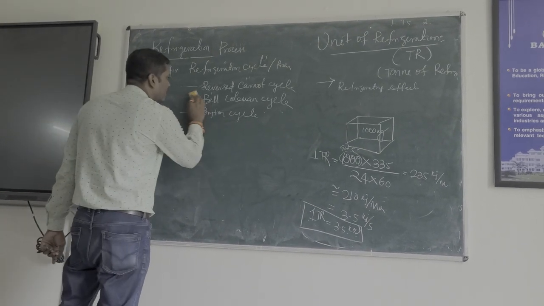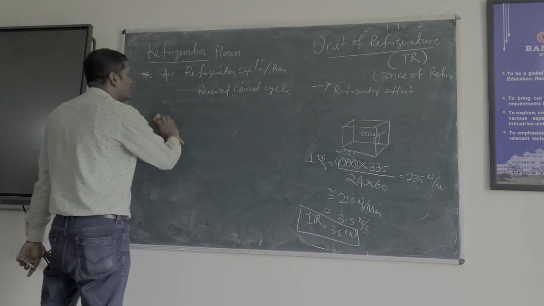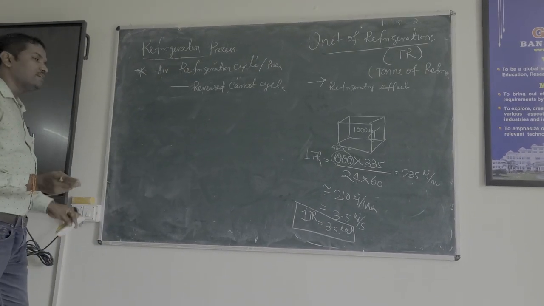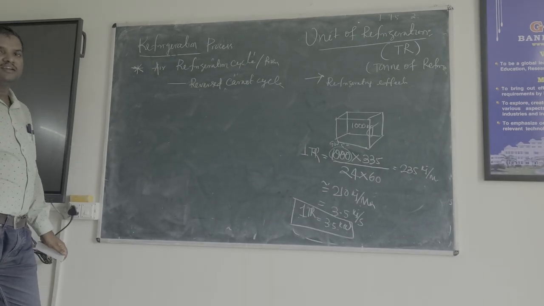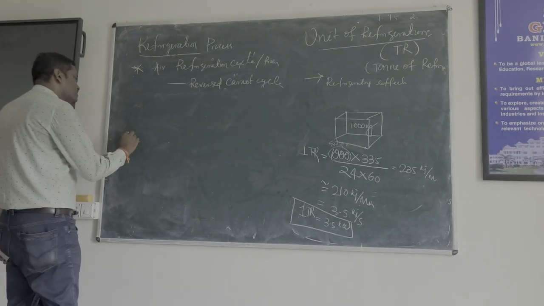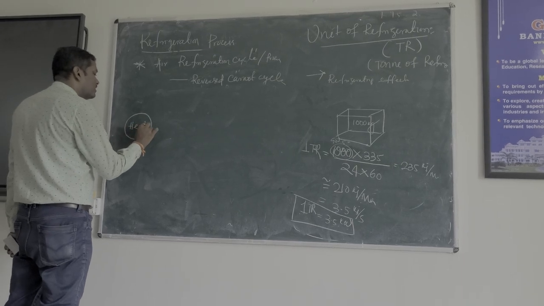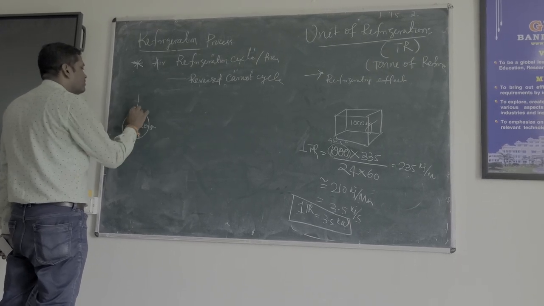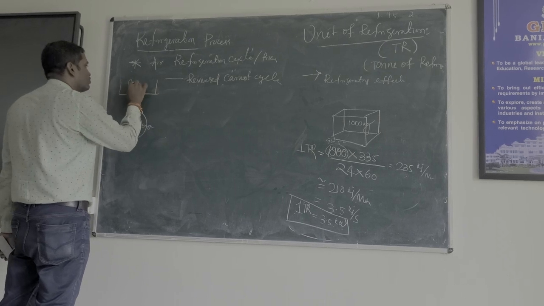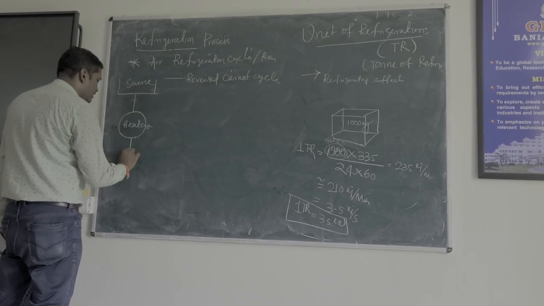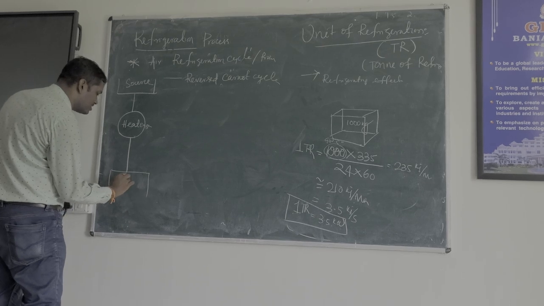Before we go into the air refrigeration cycle, we have to know the main difference between a refrigerator, a heat engine and a heat pump. In the figure, first of all, this is a heat engine. For a heat engine, there are 3 parts. One part is known as the source, another is the reservoir, and this is known as the sink.